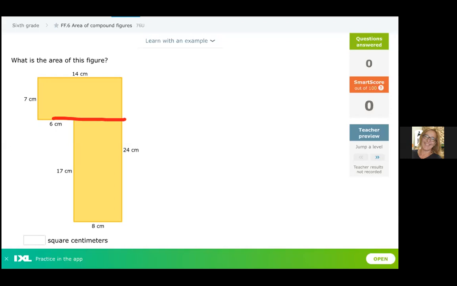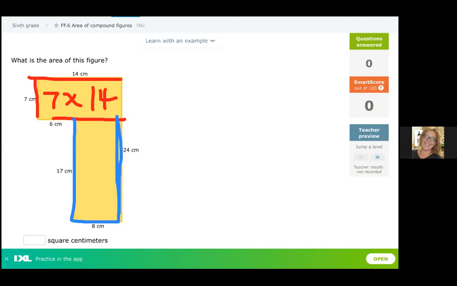Now, what's really important is that you are able to identify the dimensions of each of the rectangles that you have formed. So I see that this first rectangle has a height of 7 and a base of 14, so it is a 7 by 14 rectangle. Now when I look at this second rectangle, I can see the height is 24 and the base is 8. So all I would do then is calculate the area of each of those rectangles and add them together.